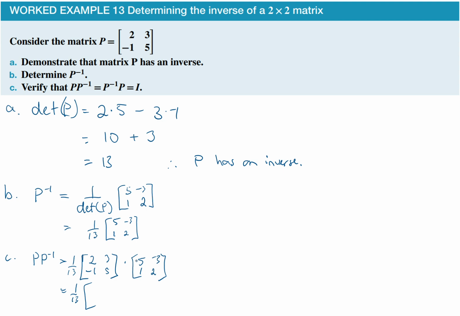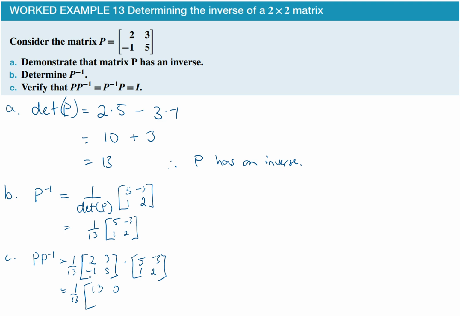So first row by first column, 2 times 5 is 10, plus 3 times 1 is 3. 10 plus 3 is 13. Okay, same row, second column, 2 times negative 3 is negative 6. 3 times 2 is 6. Negative 6 plus 6 is 0. And you can start to see what's happening already. 13 and 0, that's what we need, because there's a 1 on 13 at the front. When you multiply that 1 on 13 through, that 13 will become a 1.